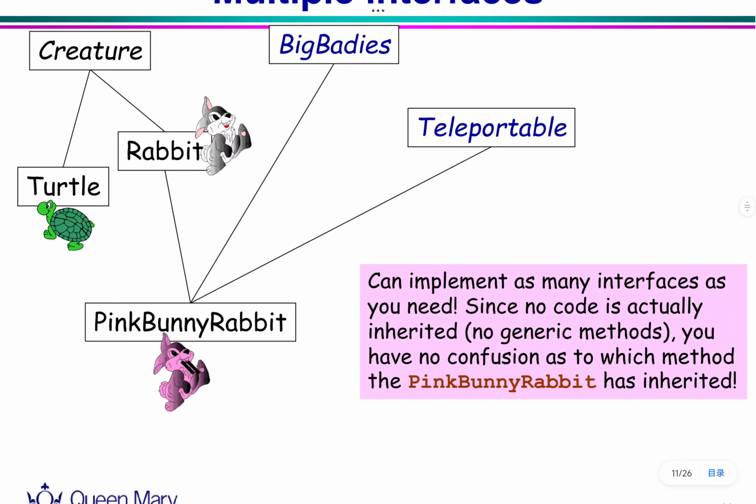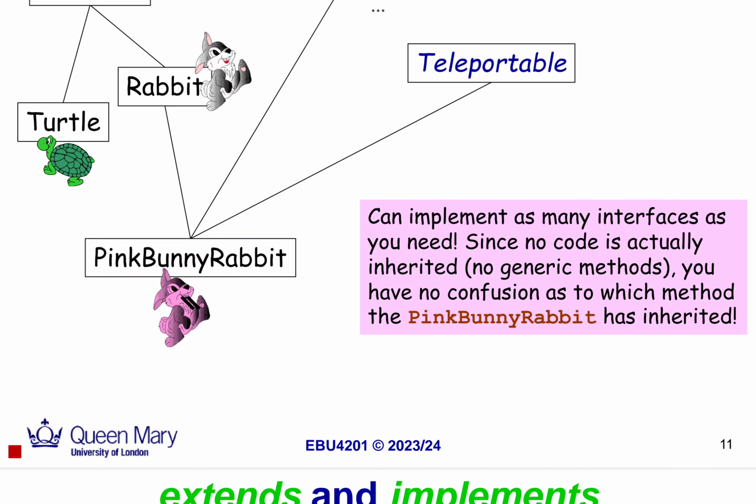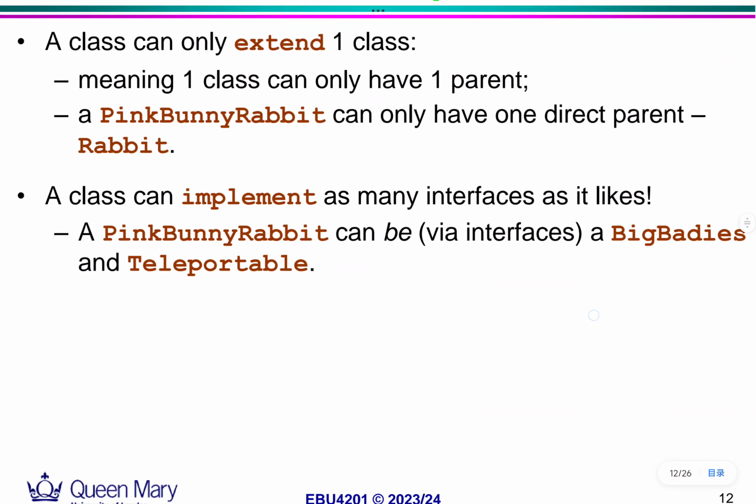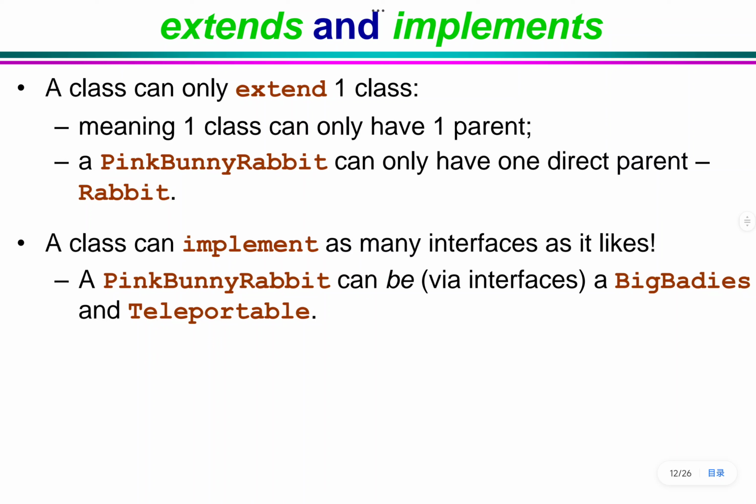Multiple interfaces. Okay, the ping pong means you can implement as many as you need, since no code is actually inherited. You have no confusion as to which method ping has inherited. So what is the main point of implements? This keyword means that a class can only extend one class. One class has only one parent, but it can implement as many interfaces as it likes.